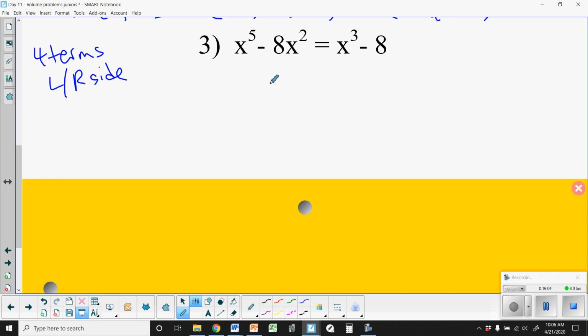All right, so let's first set it equal to 0. So we want to have x to the 5th. We'll subtract x cubed. We'll subtract 8x squared, well, because it's already over there. Then we have to add 8 because we have to do the opposite. So we're going to add 8. And then that's equal to 0. So how many zeros are we looking for? That's right, 5 zeros. We're looking for 5 solutions.